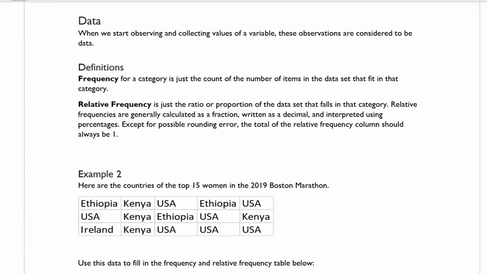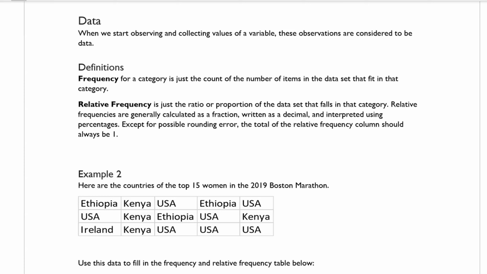Frequency for a category is just the count of the number of items in the dataset that fit in that category. The relative frequency is just the ratio or proportion of the dataset that falls in that category. Relative frequencies are generally calculated as a fraction, written as a decimal, and interpreted using percentages. Except for possible rounding error, the total of the relative frequency column should always be 1.